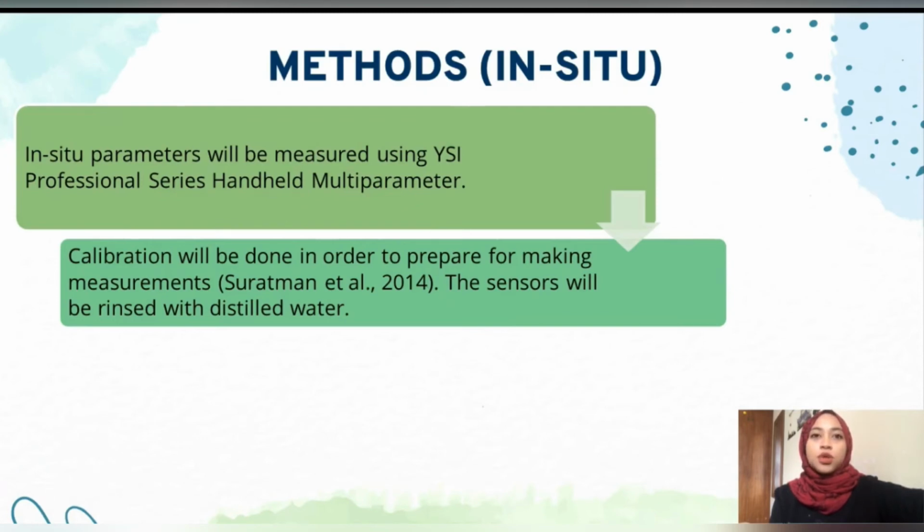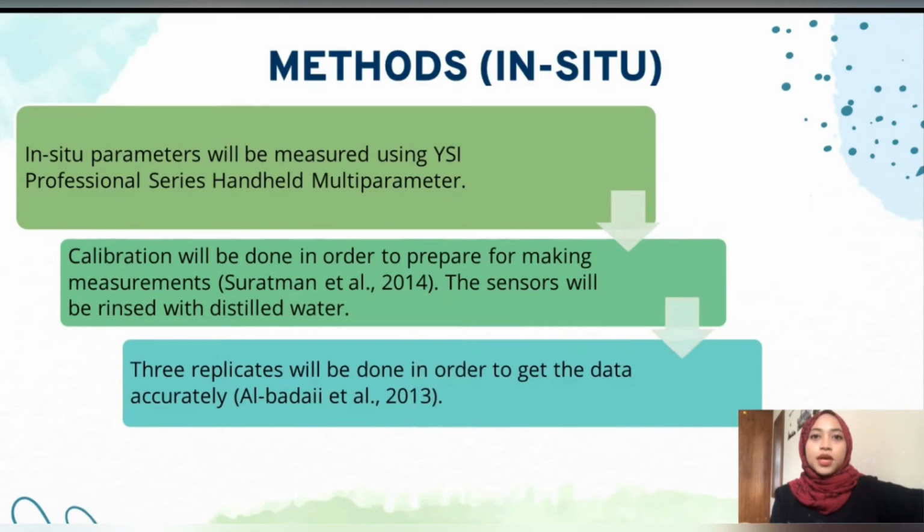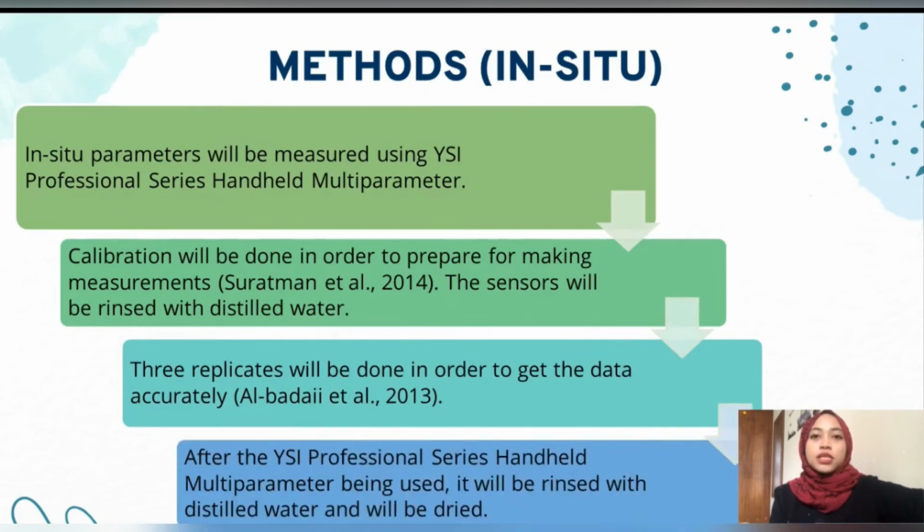The sensors will be rinsed with distilled water. According to Al-Badal et al. 2013, 3 replicates will be done in order to get the data accurately. After the YSI Professional Series handheld multi-parameter is used, it will be rinsed with distilled water and dried.